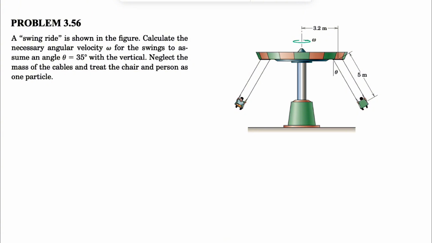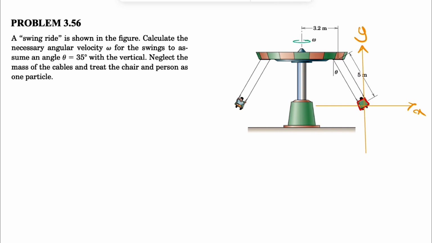And the question is saying that we can neglect the mass of the cables and we're going to treat the chair and the person as one single particle. So we're going to start with the free body diagram of this person and the chair in here. And if we just call one x and y in here, let's call this our x and this will be our y. So let's start with all the forces that we have.